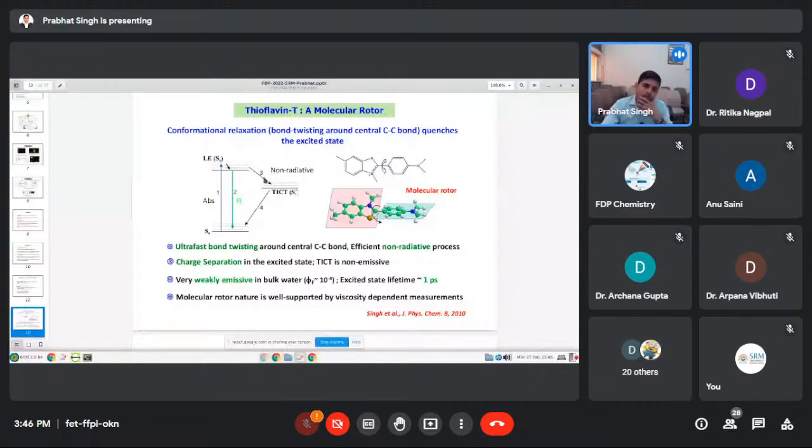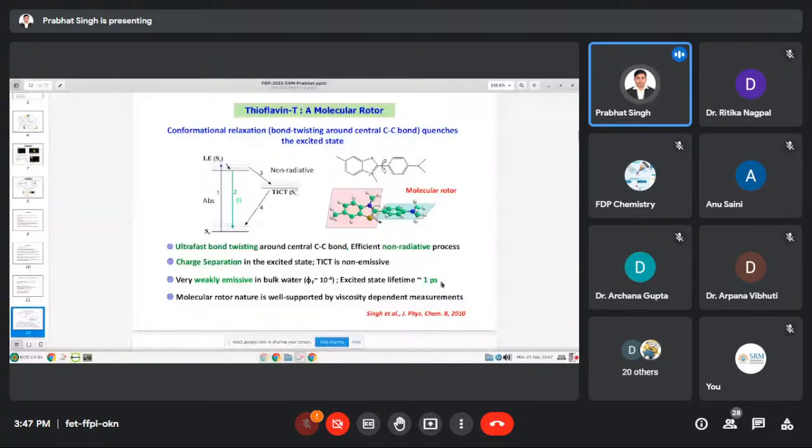So for this particular class of molecules, this kind of bond rotation around the central C-C bond has been established to be a non-radiative process. So if you can block this rotation, somehow stop that process, then you will cut down this non-radiative process and force the molecule to emit through fluorescence. So ideally, for a molecular rotor class of molecules, the emission intensity is heavily sensitive. So I spoke about, so what we found out is that this molecule has a 1 picosecond lifetime.